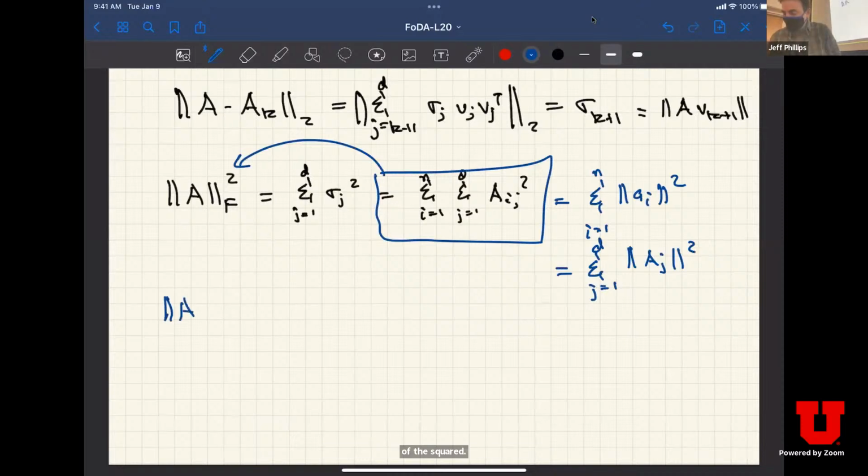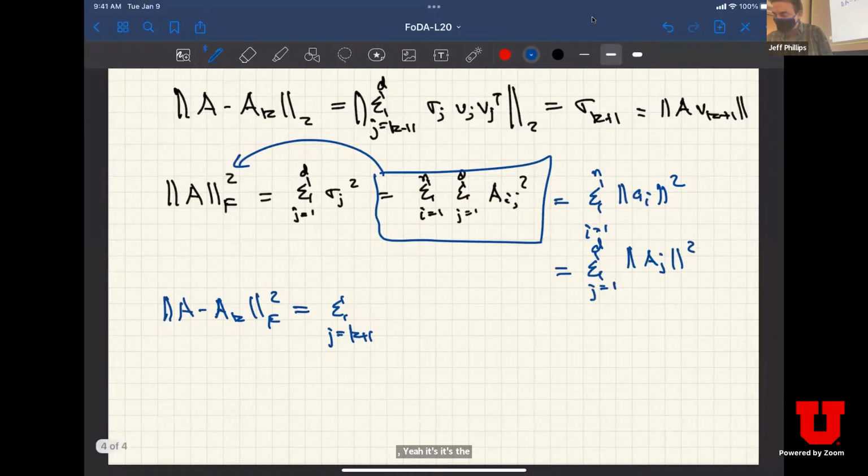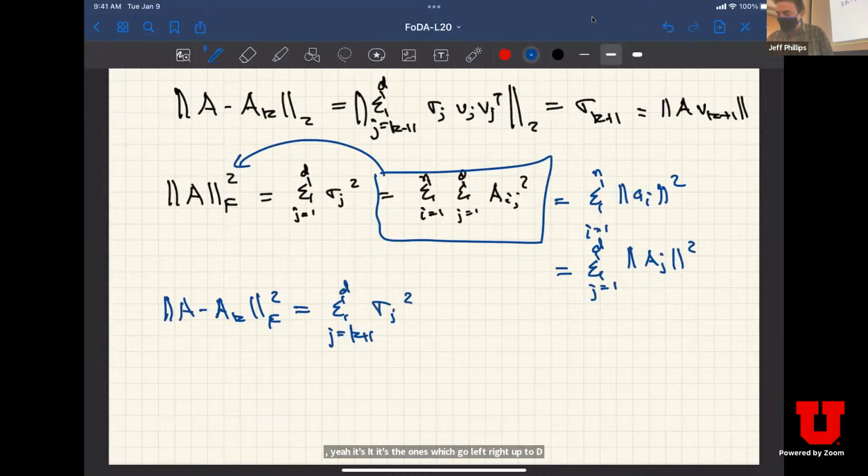So if I do A minus A_k for the Frobenius norm, what is this quantity going to be equal to? What's a simple expression for this quantity? I had the answer a minute ago. Is it the remaining? Yeah, it's the ones which are left, right? Up to d of sigma j squared.